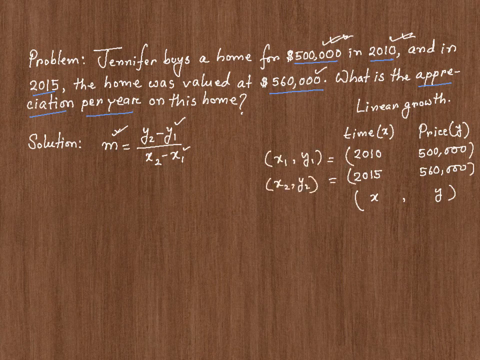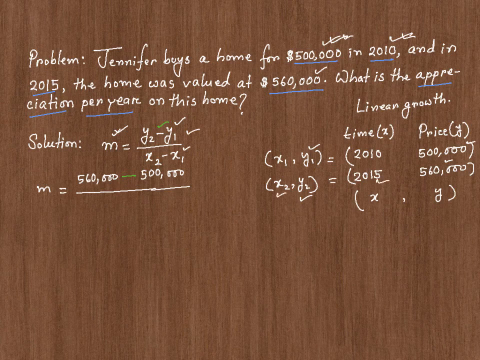Now I'm going to apply these values into the slope formula, which is this. M is equal to y2 minus y1. My y2 is $560,000, then minus y1. This minus is this minus. So y1, what is my y1? This is y1, which is 500,000. 500,000 divided by x2 minus x1.